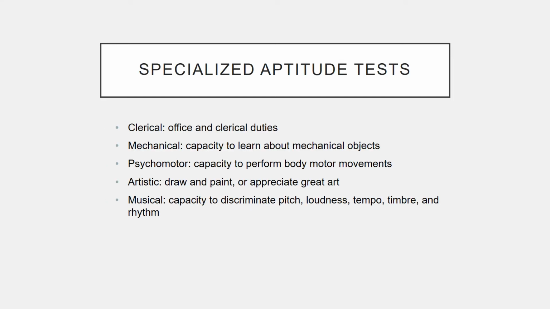So there are some more specialized aptitude tests that look at potential in very specific areas related to different careers or different areas of expertise. So for example, there are clerical aptitude tests, which look at your potential to perform typical office or clerical duties. So things like filing, keyboarding, coding, calculating, those kinds of things.